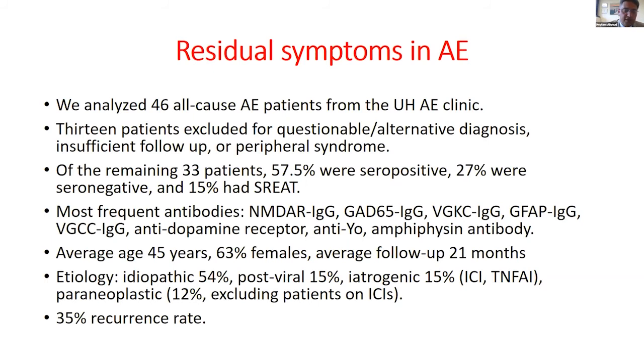The etiology was idiopathic in 54%, post-viral in 15%, iatrogenic in 15%, including immune checkpoint inhibitors, and paraneoplastic in 12%. And here we're excluding the ones on immune checkpoint inhibitors so as not to be counted twice. The recurrence rate in this group was 35%, meaning that, again, the majority of patients had a monophasic course. And of course, we have a short duration of follow-up, so these numbers might change the longer we are following up the patients. But again, the 35% recurrence rate is really similar and concordant to previous reports in the autoimmune encephalitis literature.